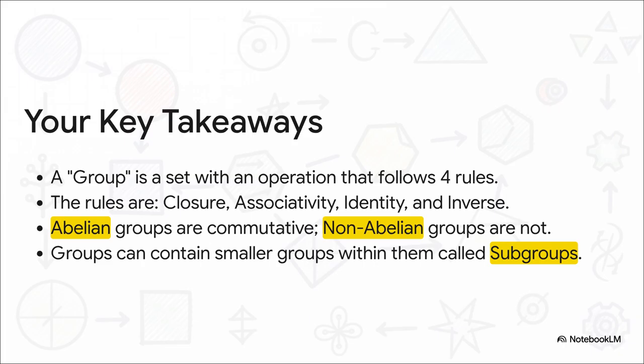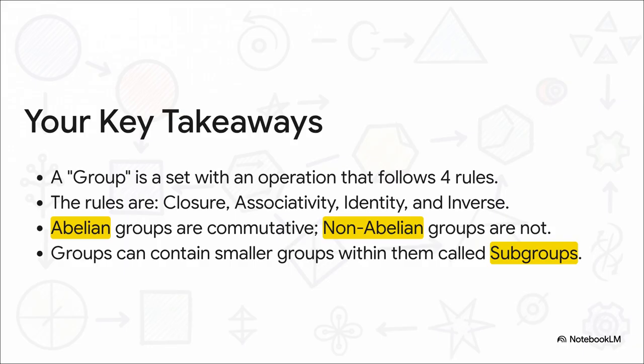So let's wrap this up. We started with this weird puzzle. Clocks, triangles, integers, and discovered they're all connected by this hidden structure called a group. We learned that this whole structure is built on 4 simple rules: closure, associativity, identity, and inverse. We saw that for some groups, order doesn't matter. We call those abelian. And for others, it's everything. Those are non-abelian. And to top it all off, we found out you can have these little groups hiding inside bigger ones.